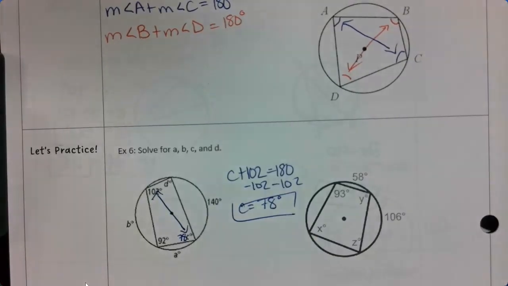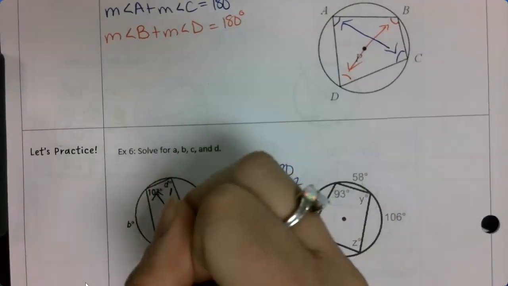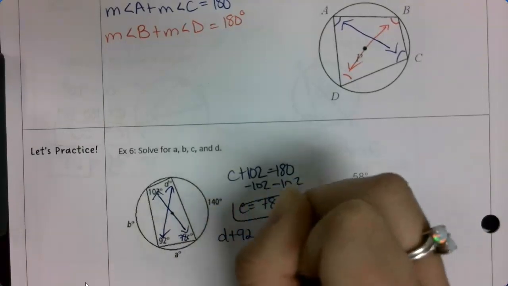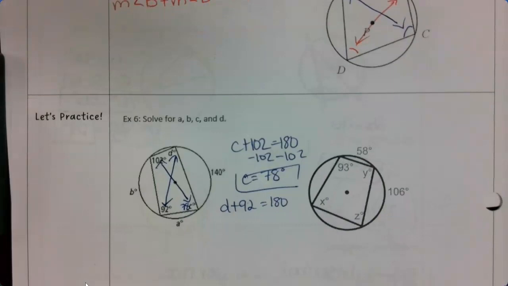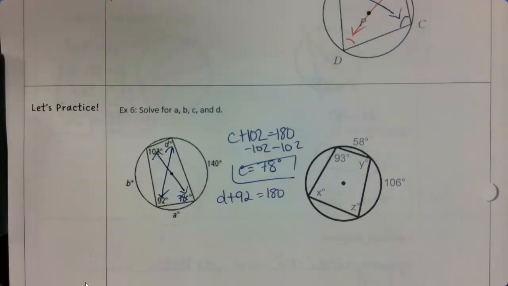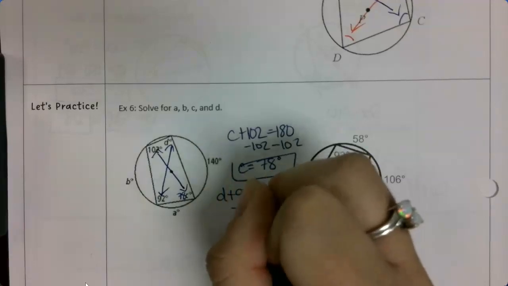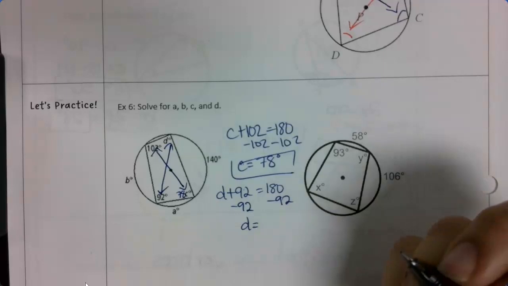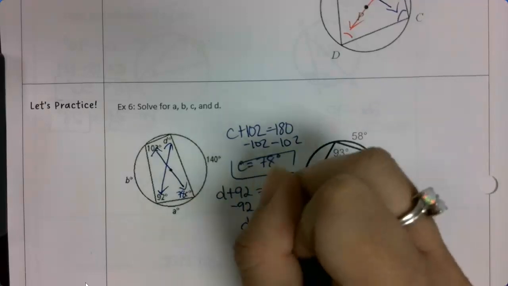Then I can do the same thing for D. So D is across from 92, so I can add those two together and set equal to 180. So I subtract 92 on both sides. I get D equals 88.